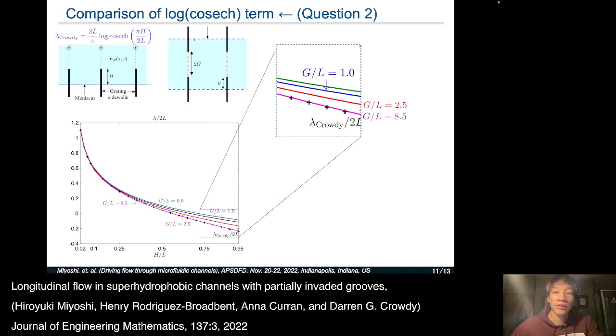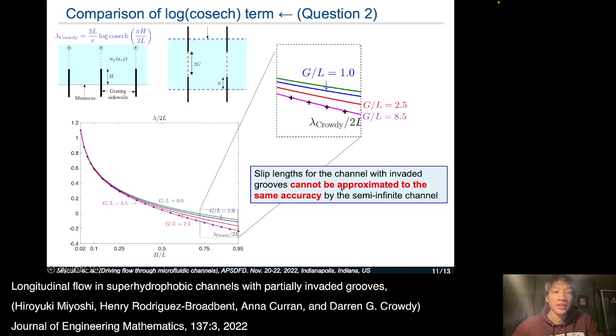This slide shows a comparison of the slip lengths of semi-infinite channel and the bounded channel. The red line is the slip length of G over L equal 2.5, and the pink line corresponds to G over L equal 8.5. As you can see in this graph, the slip length of G over L equal 2.5 has a big gap, big difference from the slip length of semi-infinite channel case. This means the slip length for the channel flow with embedded grooves cannot be approximated to the same accuracy by the semi-infinite channel.